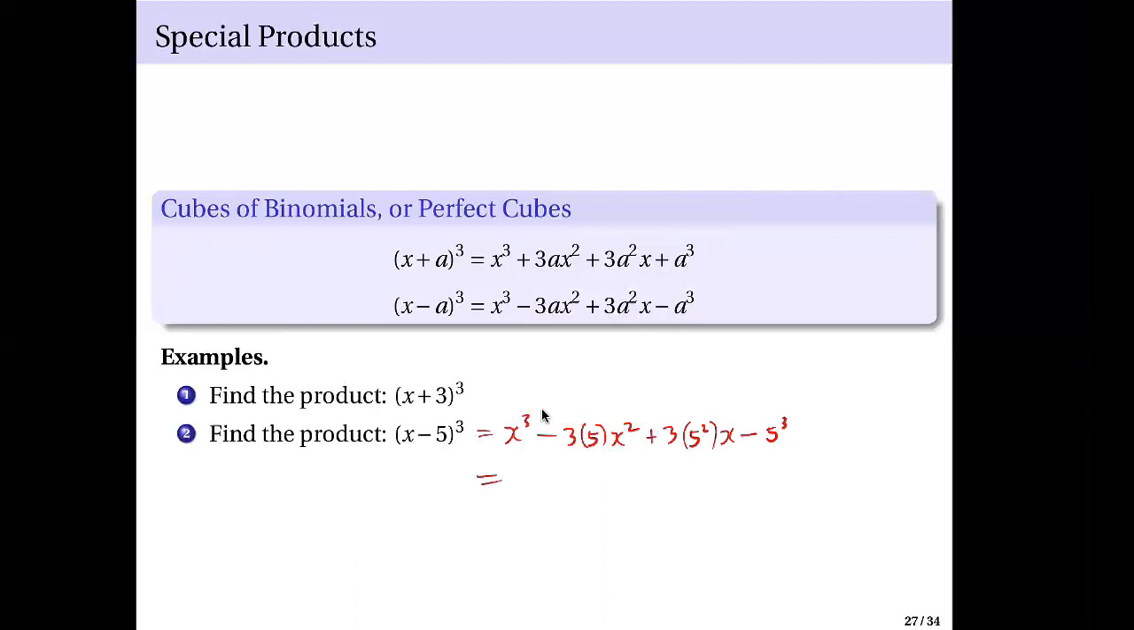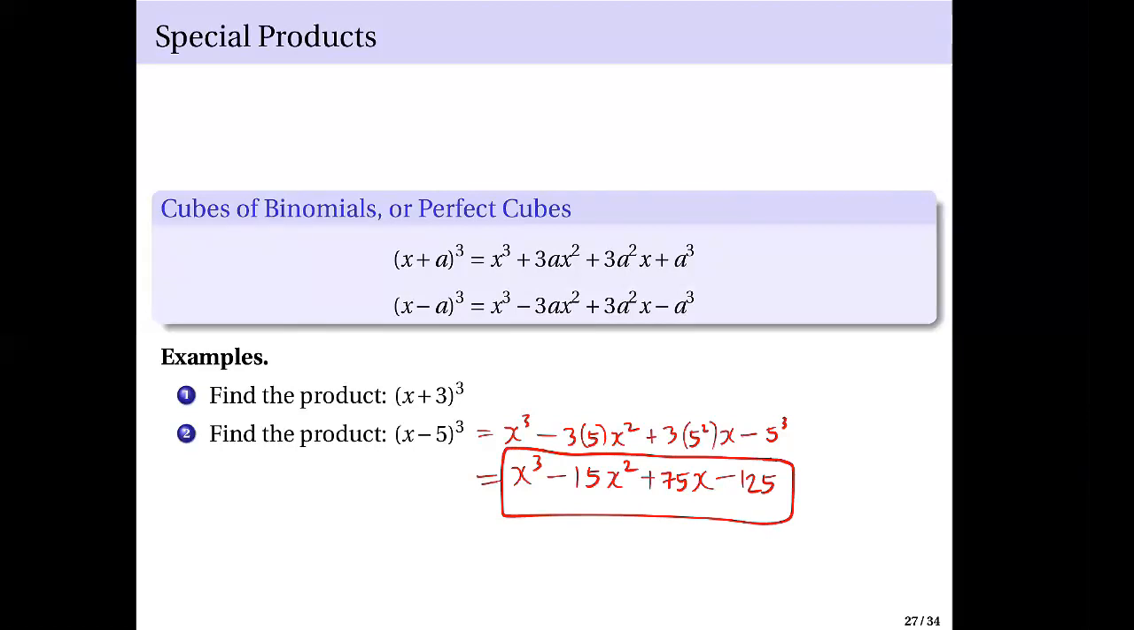You will have x cubed minus. Here you have 3 times 5, so this is 15x squared. And then here you have 3 times 5 squared. 5 squared, that's 25, and then 25 times 3, that's 75, so 75x. And then here you have minus 5 cubed. 5 cubed is 5 times 5, that's 25, times 5 again, that's 125. So this is the final answer to this problem.